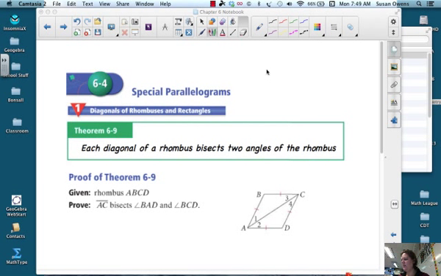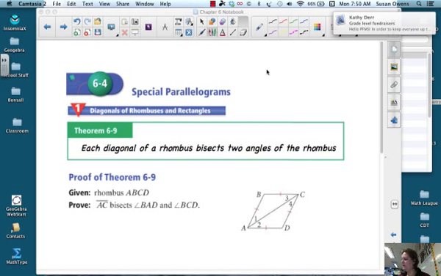Today's video is for Advanced Geometry Chapter 6, Section 4, Special Parallelograms. So the theorems we are going to learn today are about special parallelograms. The first one says that the diagonal of a rhombus bisects the two angles of the rhombus.